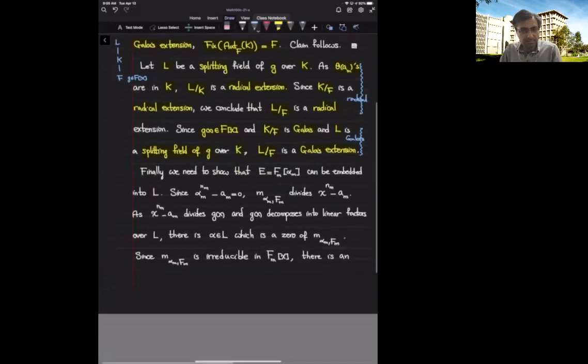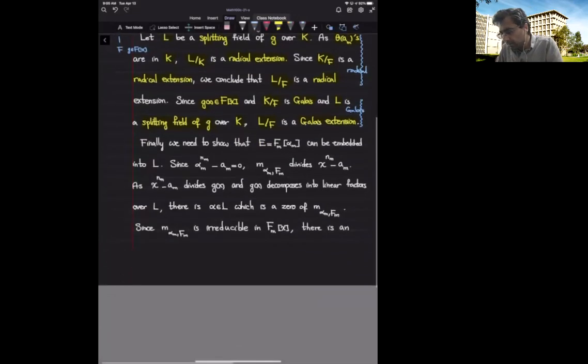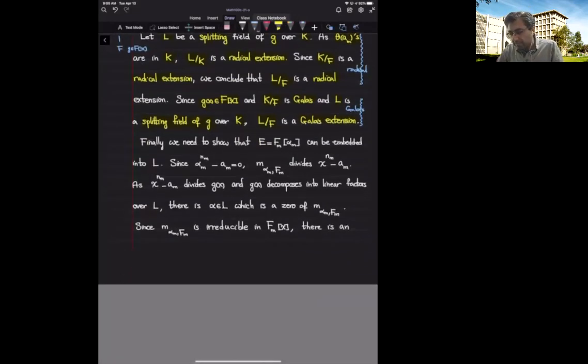Now, the final step is to argue why L contains a copy of E inside itself. Okay, so what is E? E is generated by f sub m and a 0 of x to the power n sub m minus a sub m. But the way that we created L, we know that x to the power n sub m minus a sub m completely decomposes into linear factors inside L.